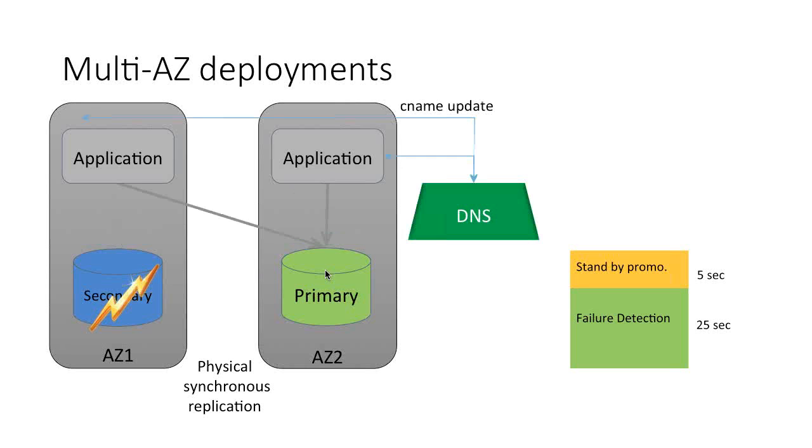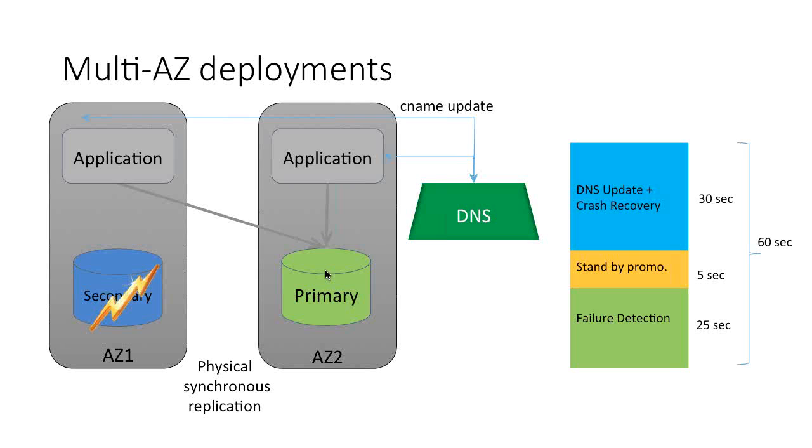Once that is converted into a master, the DNS names are updated so that your application doesn't have to change. Your application can continue to hit the same endpoint that has been provided to you. And this DNS change takes 30 seconds. So DNS update plus crash recovery would take 30 seconds. And within 60 seconds, your application can now start working with the primary database, which was earlier a slave database.